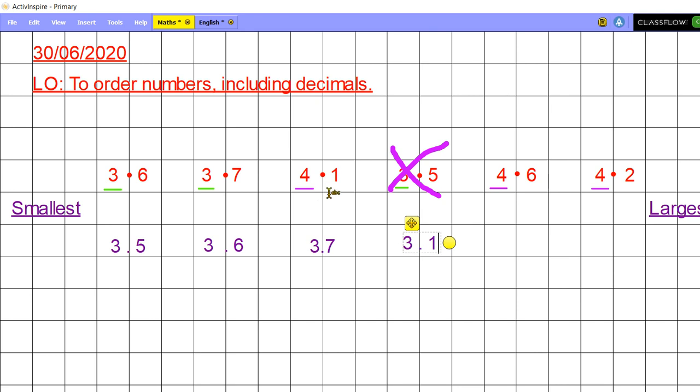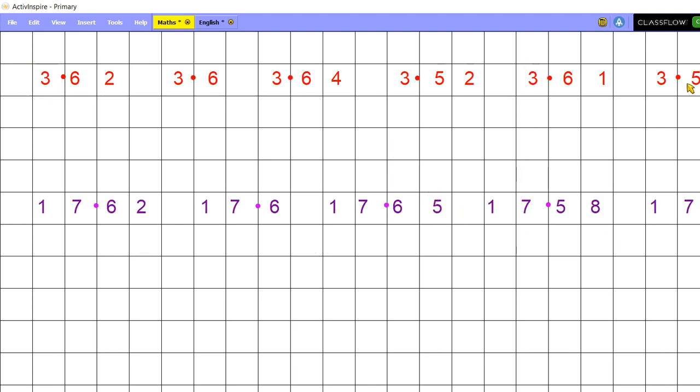So which, that should be 4.1. Which one have we then got next? 4.6 or 4.2? Well done. So we should have 4.2. And then finally, we're just left with one number left over, 4.6. And that is our largest number. So you can see that these numbers have all been put into order of smallest to largest. Okay? Let's then move on and have a look at some that have got a different amount of digits.